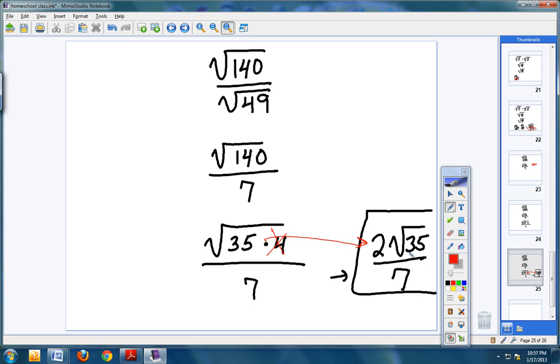Now, how do you know you're finished? Well, let me ask you some questions. Can your outside numbers reduce? No. Can you simplify square root of 35? No, there's no perfect square that goes into 35 evenly. And do you have a radical in your denominator? No, you don't. And so you are completely finished with this problem.